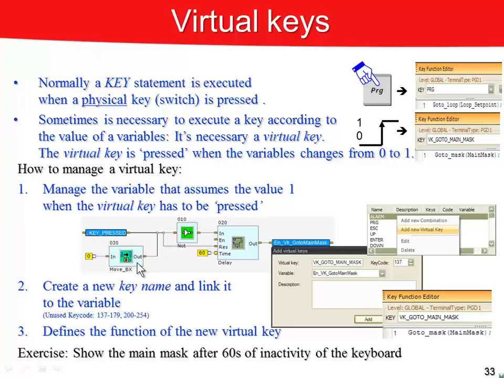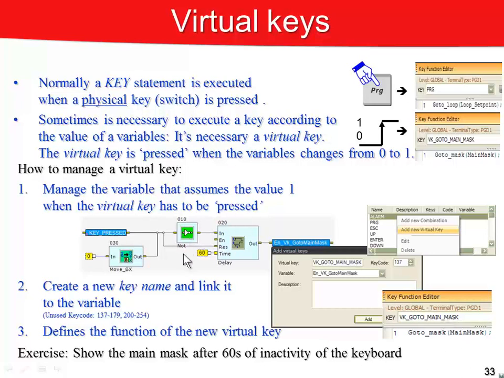Well, I don't want to spend time explaining how this strategy works, how the block works in detail, because the only new thing in this topic is step 2, that is how to create a new key name and link it with the variable. The variable and the function of the key is something that we have already seen. Step 1 is simply strategy, like any other part of the strategy, and how to define the function of a key is something that we have seen several times so far.